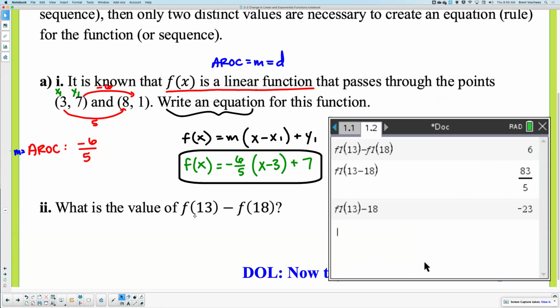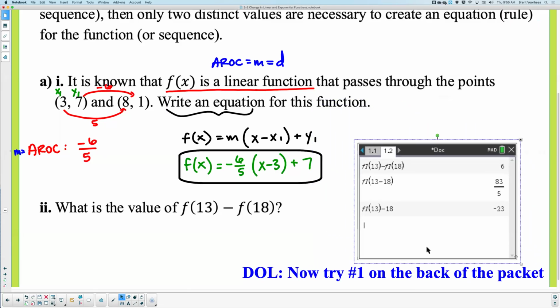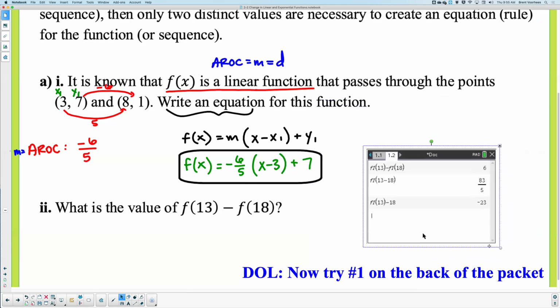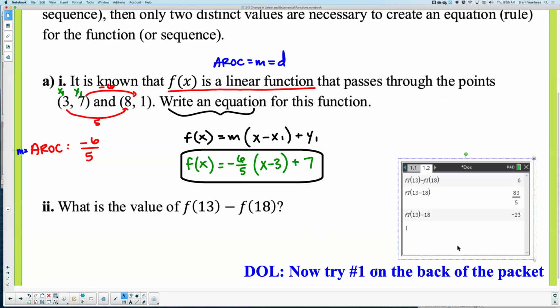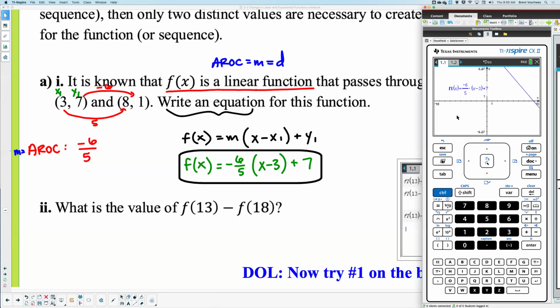Notice this one looks almost identical to this. What's the only thing I changed? Yeah, I put in a 1. Why do we put F1? Because that's how it went into the graph. I guess I should post that. Now, with that, you can go ahead and start number 1 in the back of the packet. I'm going to add in on the notes here this picture, but do number 1 now.